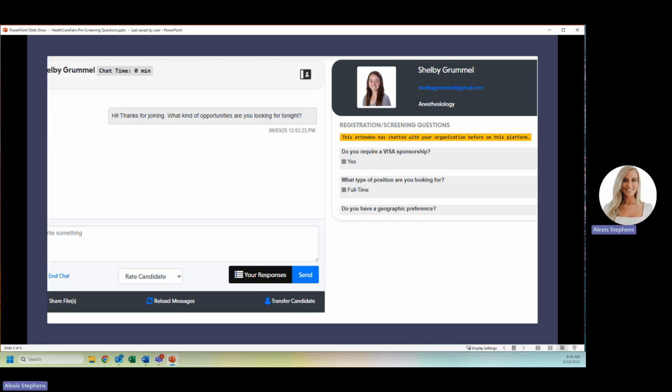Again, this is an optional feature, and it does not have to be used at every fair. The pre-screening questions will need to be created and requested for each fair that you would like them applied to. We are able to transfer your screening questions, so if you'd like to reuse any or all questions from a previous event, please just let your PracticeMatch representative know.